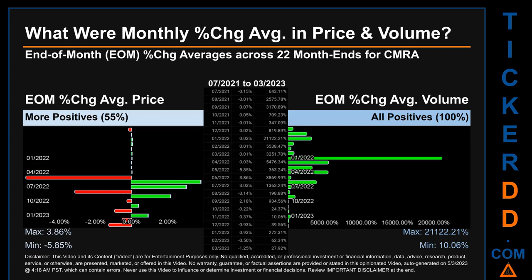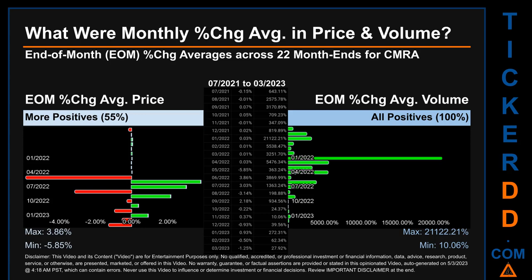From 07/2021 to 03/2023, 12 out of 22 month ends had a positive percentage change in average price. That is, 55% of month ends saw a positive percentage change in average price. In terms of volume, 22 out of 22 month ends had a positive percentage change. That is, 100% of month ends saw a positive percentage change in average volume.